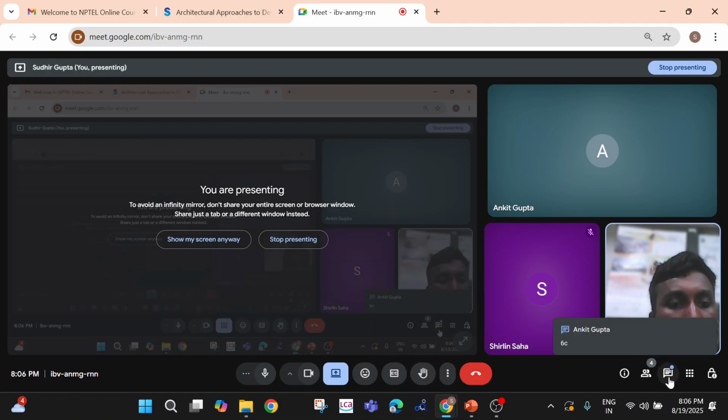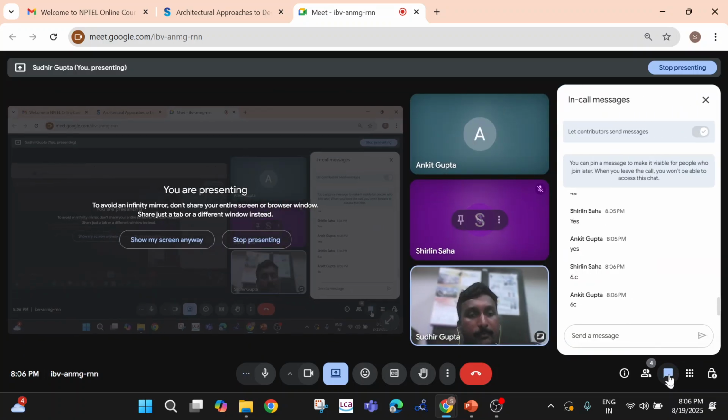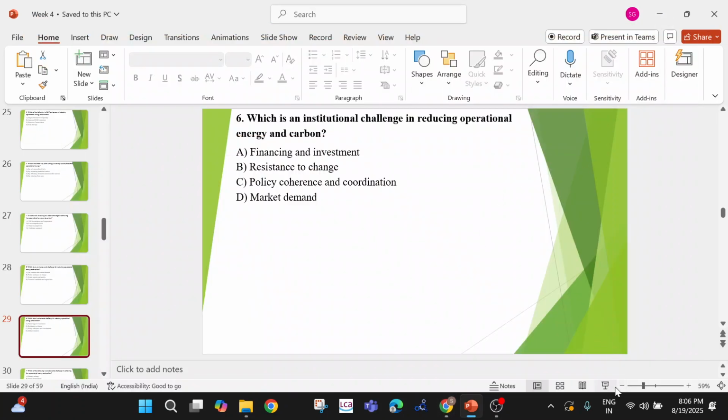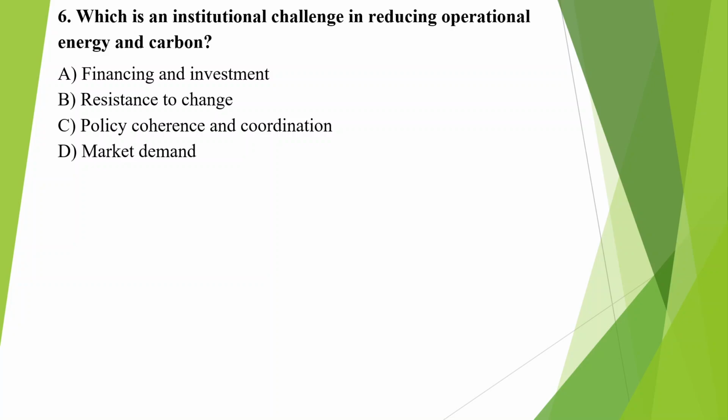I hope you try to solve it fast. It will be helpful for you in the final exam also, to understand the question and attempt all the questions. As I can see, all of you have opted option C, and you think policy coherence and coordination to be the institutional challenge in reducing the operational energy and carbon, and this is the correct answer for this question.